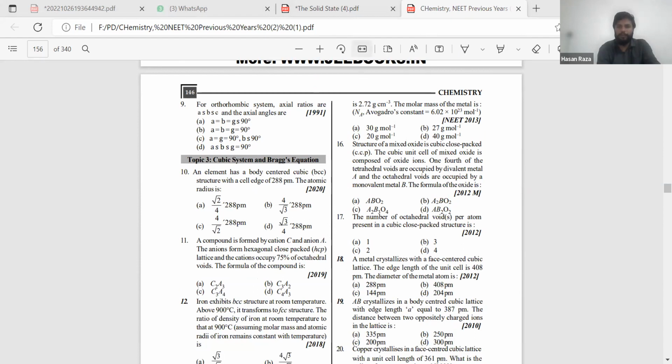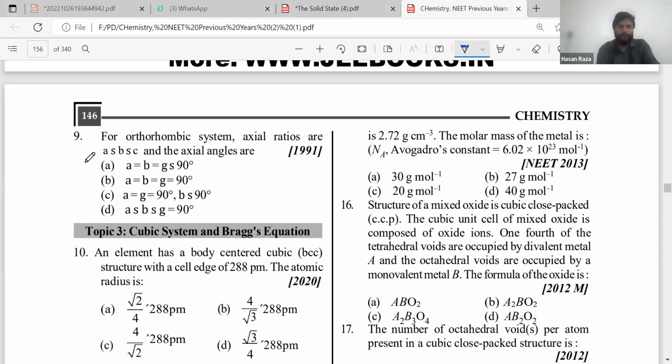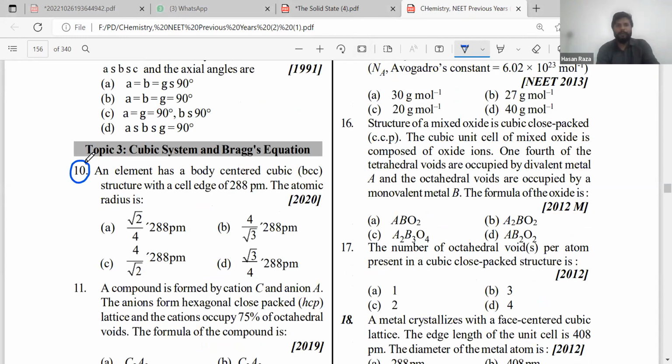Okay, thank you. So the question is, basically this question number 10. An element has a body-centered cubic structure with a cell edge 288 picometer, the atomic radius. Yeah, it will be root 3 by 4, 288 picometer. Very good. That's good.